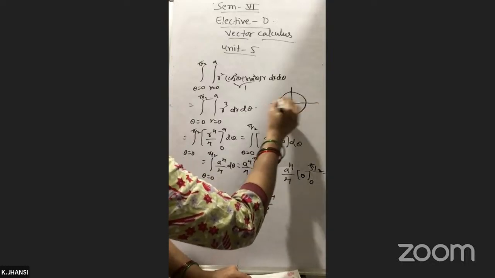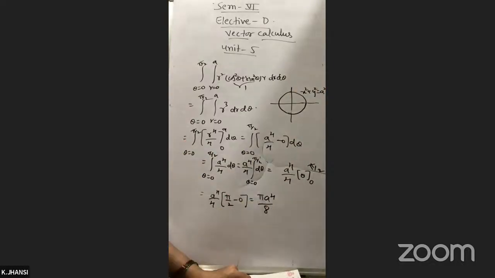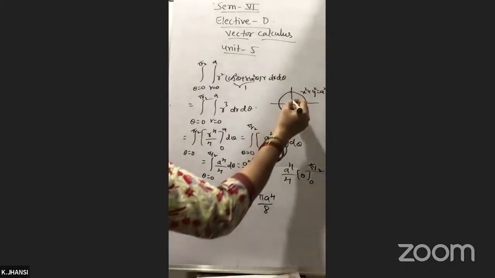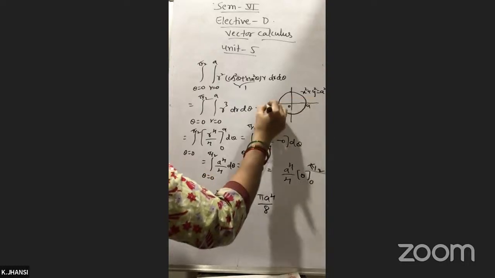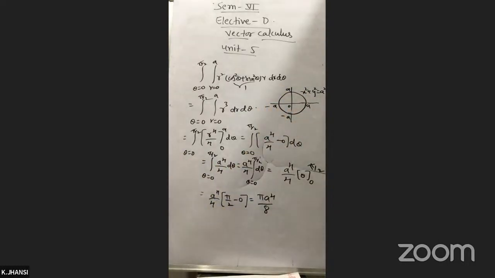Okay. This is x square plus y square equals a square. Here a is the radius, so the points are 0, a, minus a, a, and minus a. So this is the figure representation for the given function. It is a circle we have. So therefore we'll get this one.